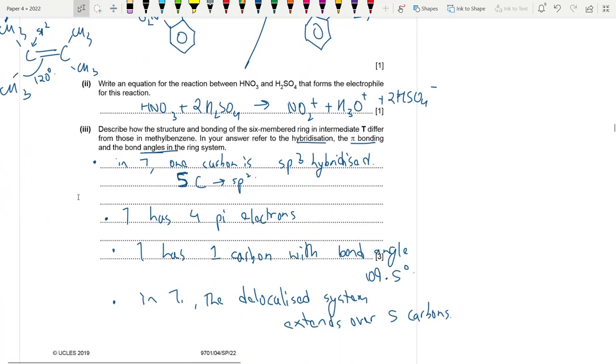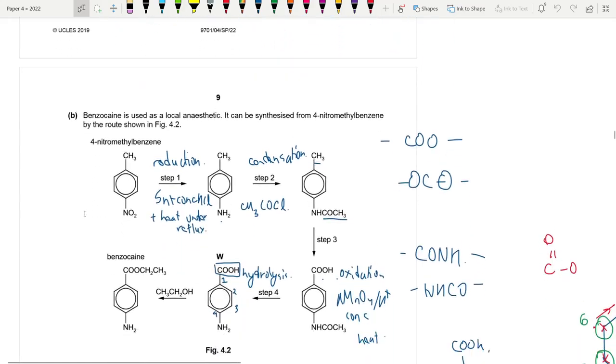Okay, so the delocalized system extends over 5 carbons in T. T has one sp3 carbon, which is 109.5 degrees. Or you could talk about the shape. It's tetrahedral, and there are only 4 pi electrons in T compared to 6 in methyl benzene.